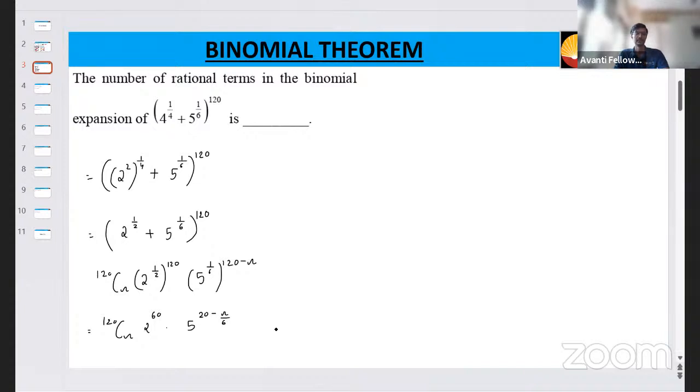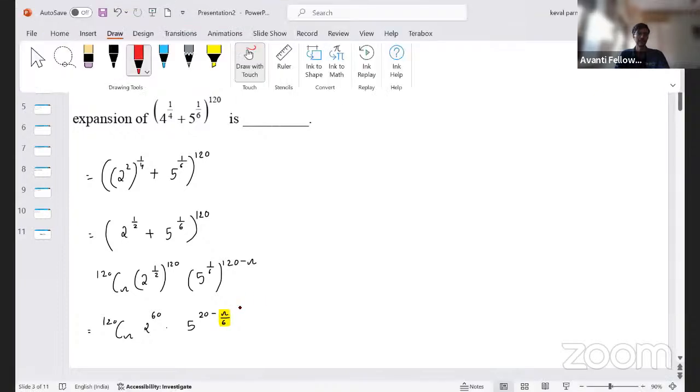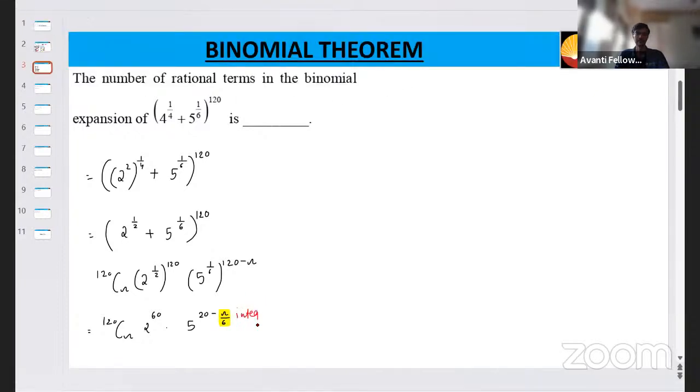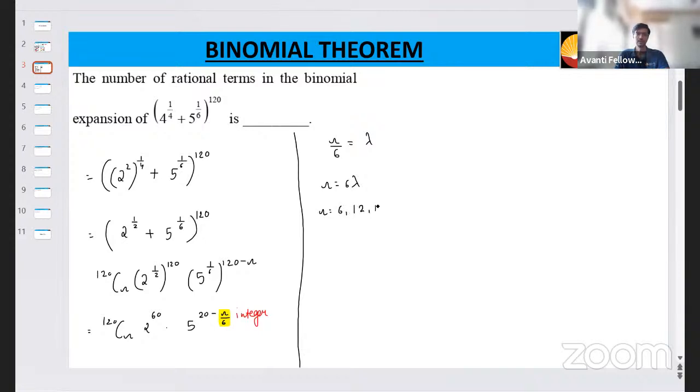मुझे रैशनल टर्म्स चाहिए. So for rational terms, this should be an integer. So r by 6 should be equal to, let's say, lambda. So r will be equal to 6 lambda, where lambda is an integer. Okay. So r can be equal to multiples of 6: 6, 12, 18.